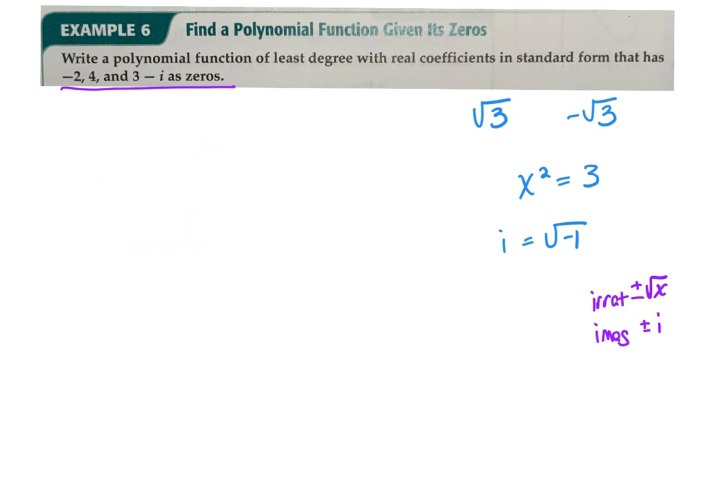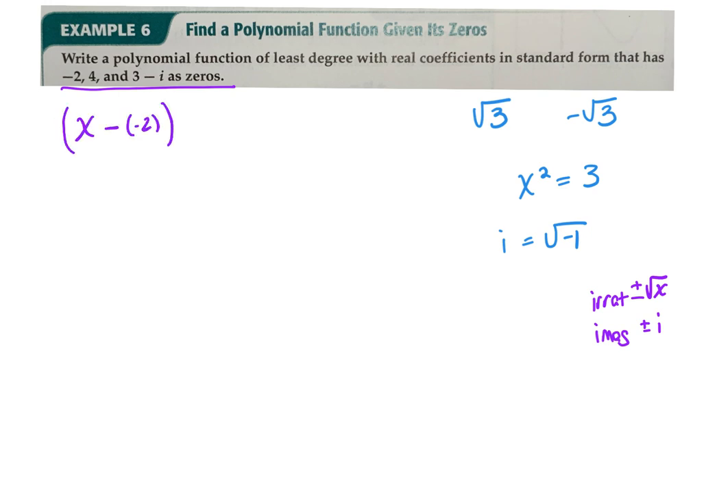They have given us the zeros of negative 2, 4, and 3 minus i. Negative 2, 4, and 3 minus i. And so to find these, you're going to say x minus the negative 2.